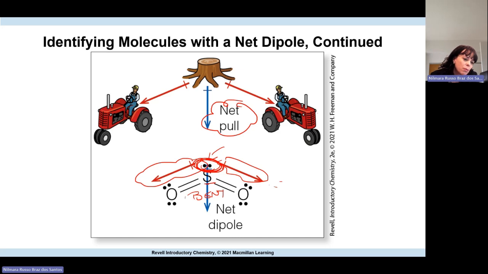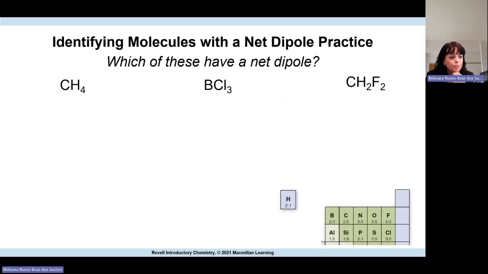So just remember that. The easy way is, okay, I have three elements, two things attached to the central element, but we have non-bonding electrons around the center. That will be a net dipole, a polar molecule, okay? Look at those. Which one has a net dipole?